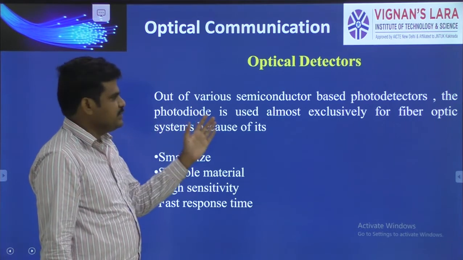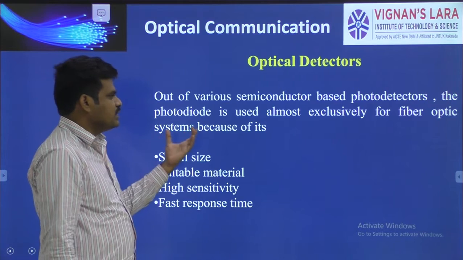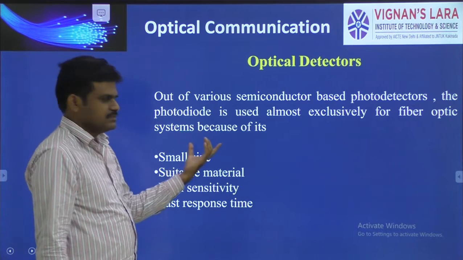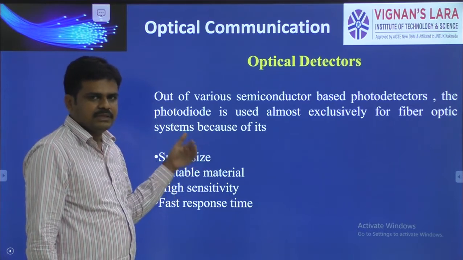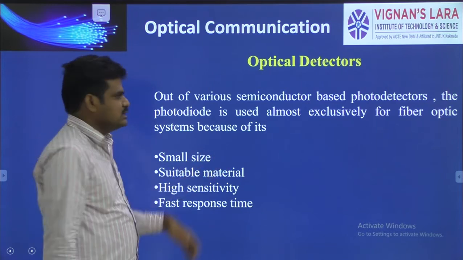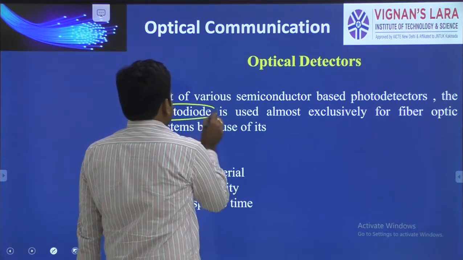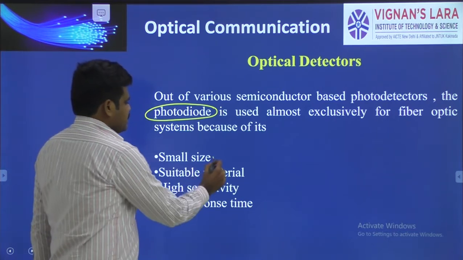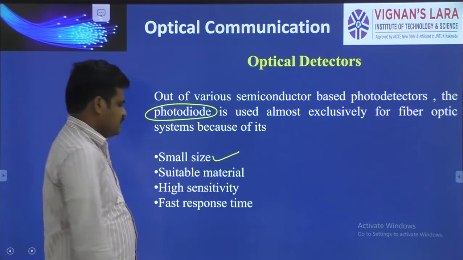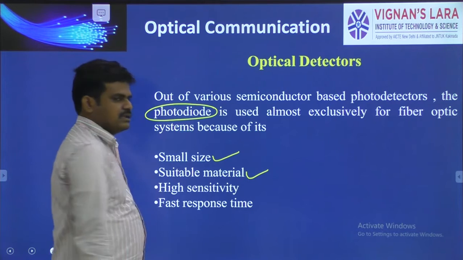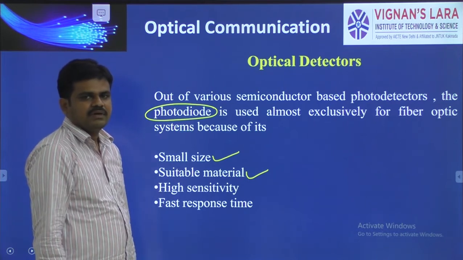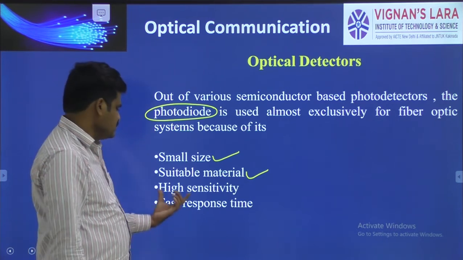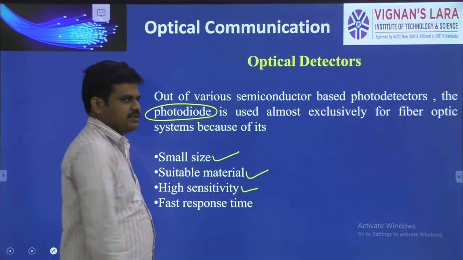Out of various semiconductor based photodetectors, generally the photodiode is used almost exclusively for fiber optic systems. Though there are so many types of photodetectors, generally the photodiode is used. What is the reason? Because the size of the photodiode is small, the material is available and it is suitable in constructing the receiver. Next, the sensitivity of the photodiode is very high.